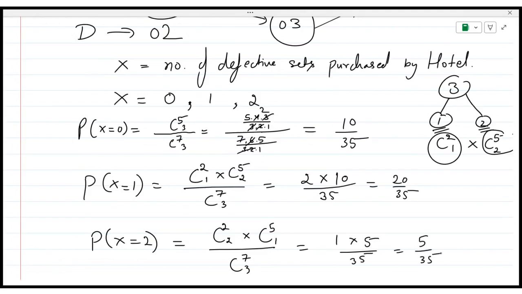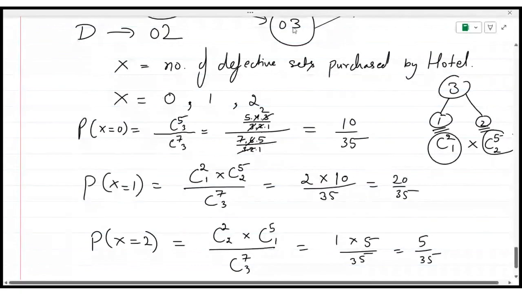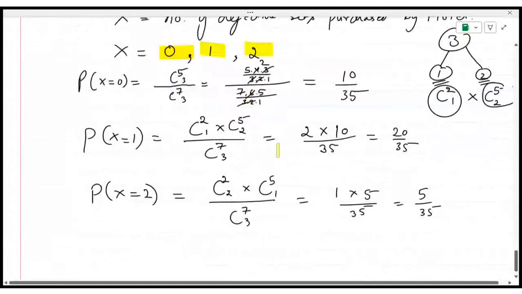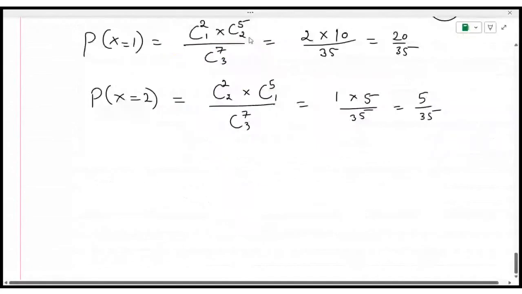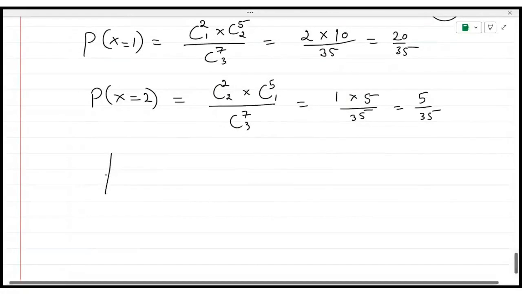Now we have found the probability for all three different values of the random variable. Okay. So if you write these probabilities in a table, you can also write. So like, let me write it here.